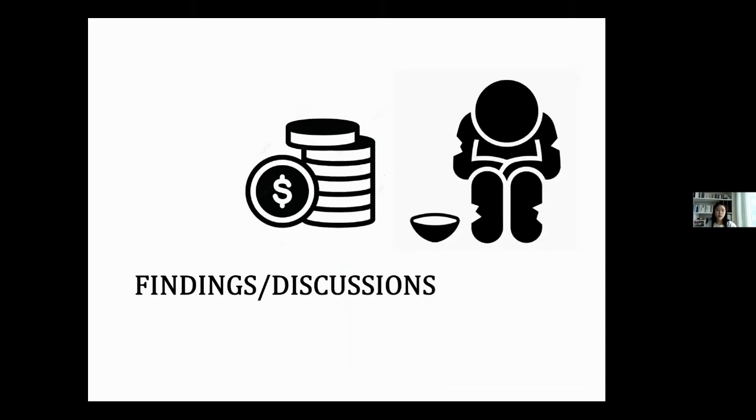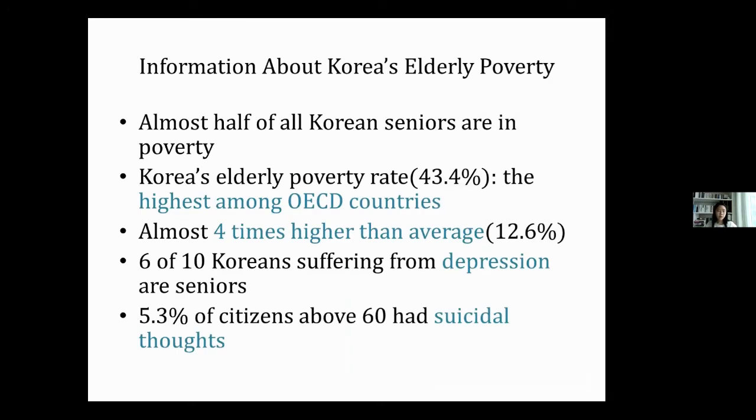Now I will move on to my findings and discussions. Korea is the country with the highest elderly poverty rate among the OECD countries, with 43.4% of citizens over 65 living in poverty. This is about 4 times higher than the average rate, which is 12.6%. When this piece of information is compared to the poverty rate in Korea, which is 14.4%, the fact that poverty is especially severe among the elderly becomes obvious.